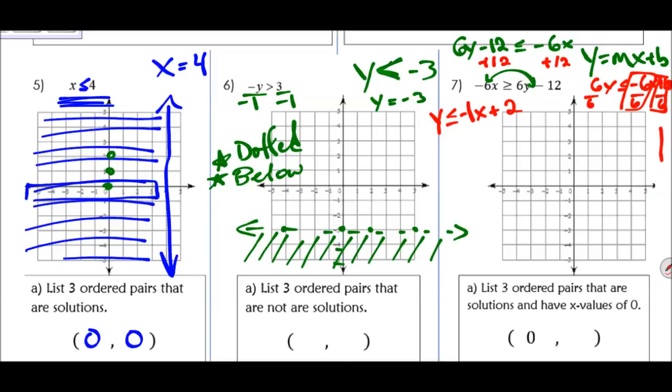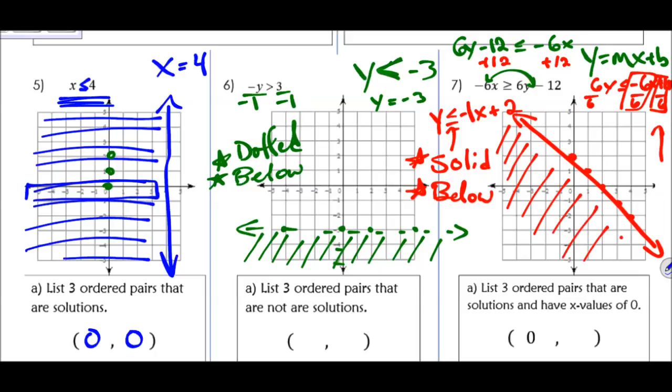This part says 12 divided by 6. That gave me that 2. So I'm going to graph that, a y-intercept of 2, and a slope of negative 1. So down 1 and over 1 each time. We have a solid line because it's less than or equal to. And we're going to shade below the line because it's less than. It's talking about all the numbers that are less than that line.